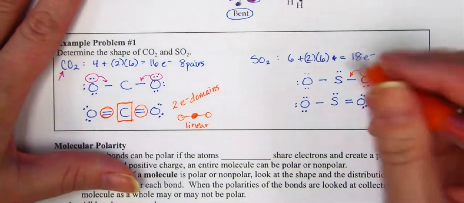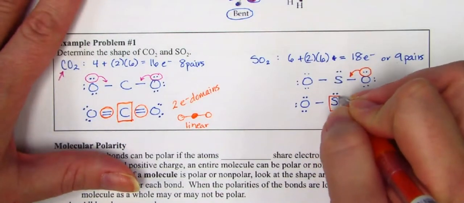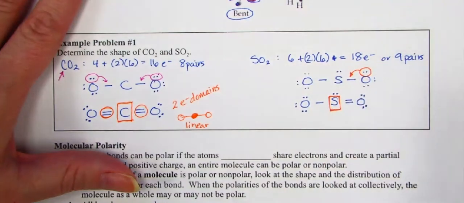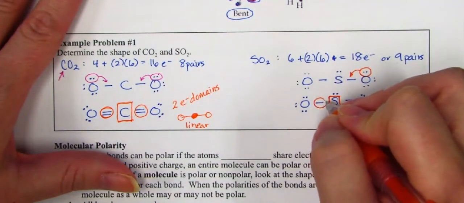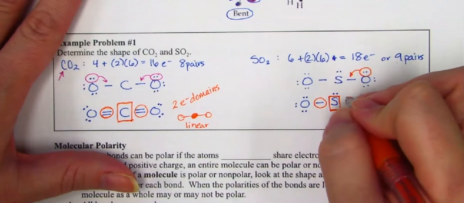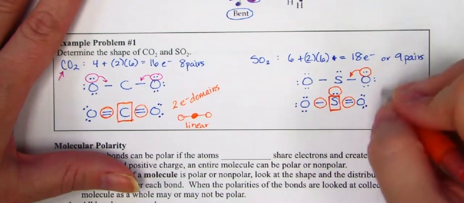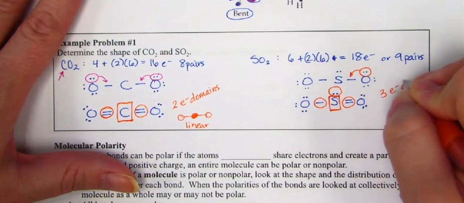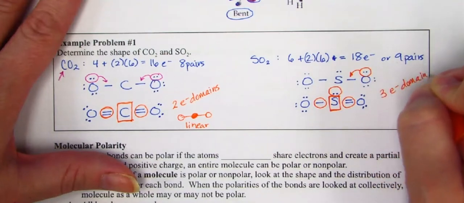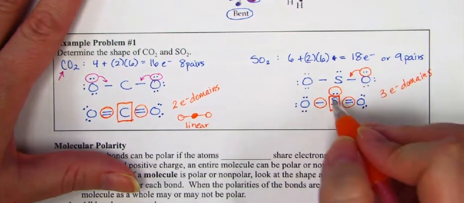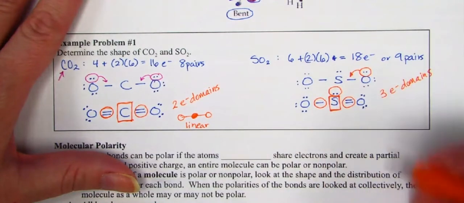And again, if I take the center atom and I count how many areas of electrons I have around it, I have electrons here in this area, I have electrons here in this area, and finally I have electrons here in this area. So that's a total of 3 electron domains. 2 of these have atoms on them, and the third one is just a lone pair.